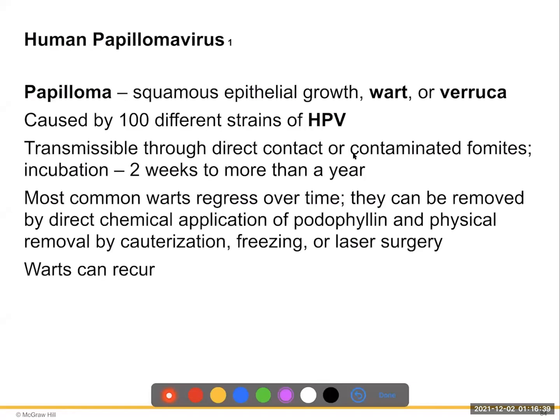The papillomavirus is a squamous epithelial growth, causes a wart or verruca. It's just a wart-like appearance that appears on the surface of the epithelium. Caused by 100 different strains of the human papillomavirus. Transmissible through direct contact or contaminated fomites.